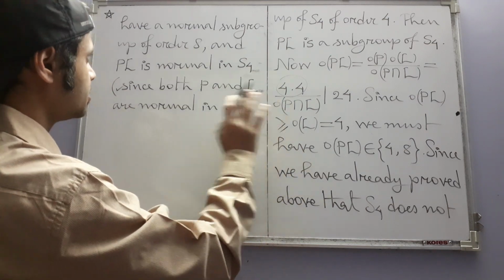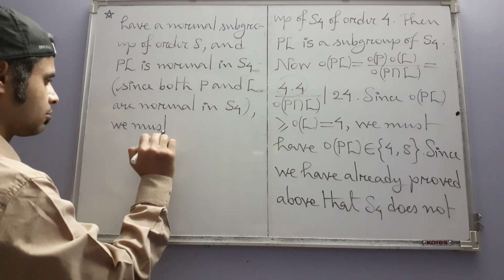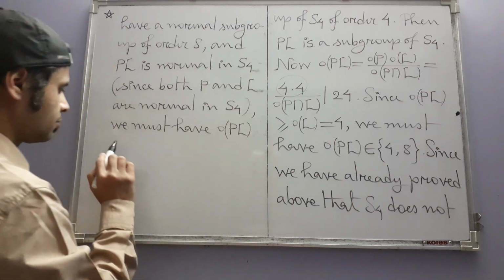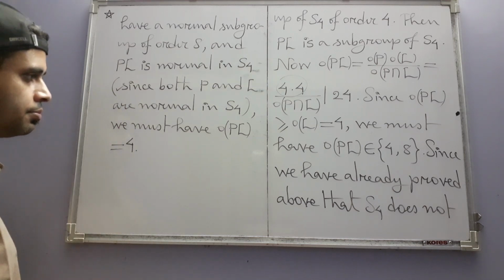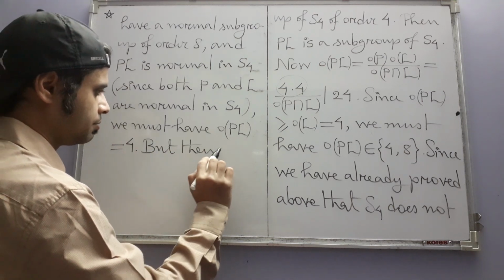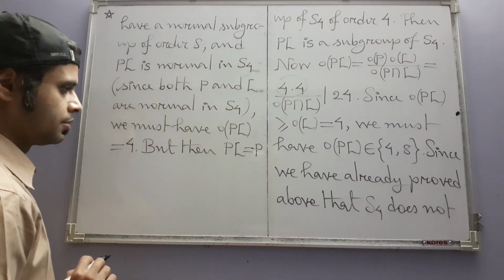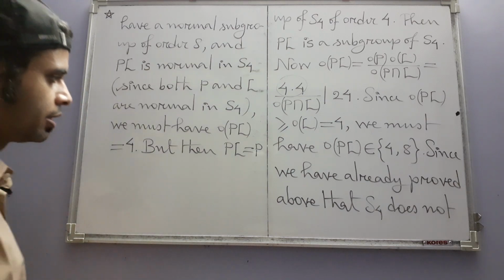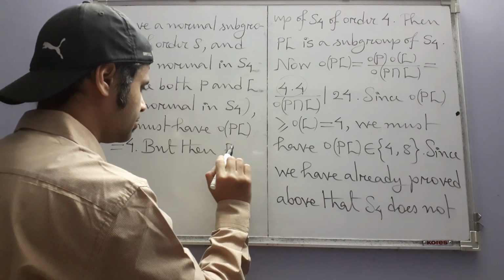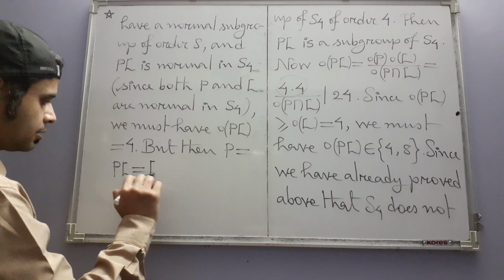Since we have already proved these things, order of PL must be equal to 4. But then PL must be equal to P, but at the same time PL must also be equal to L, and that's how P and L are equal. So let me write it like this: P is equal to PL, that is equal to L.